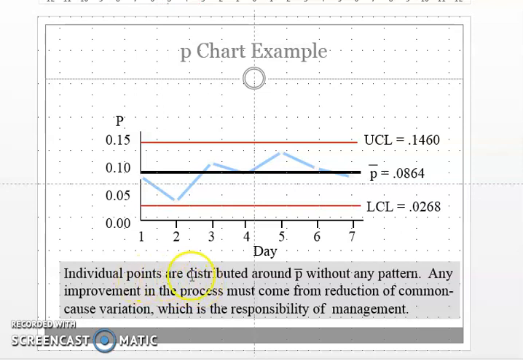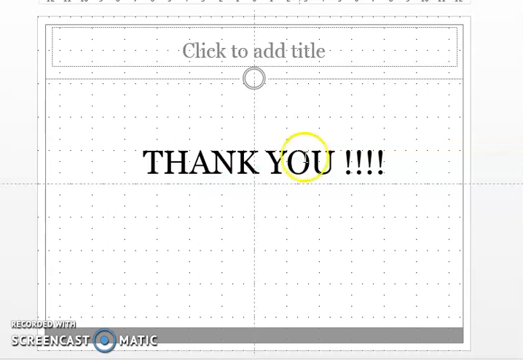The individual points are distributed around p bar without any pattern. Any improvement in the process must come from reduction of common cause variation, which is the responsibility of the management. Here there is no assignable cause, only common or natural causes exist. Okay, and here you have finished the chapter.